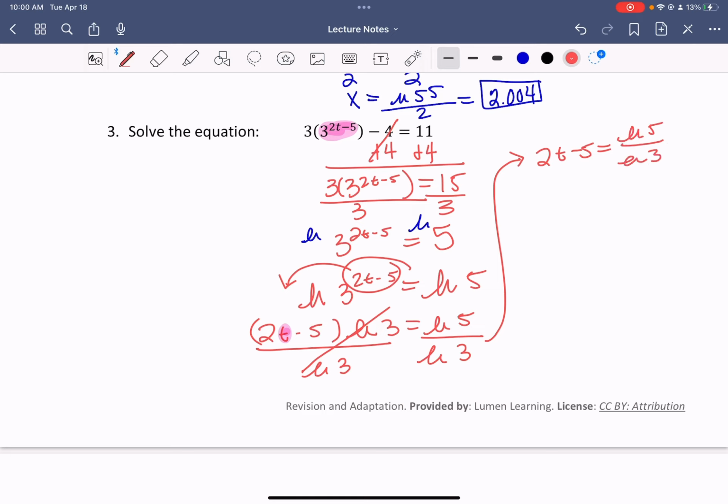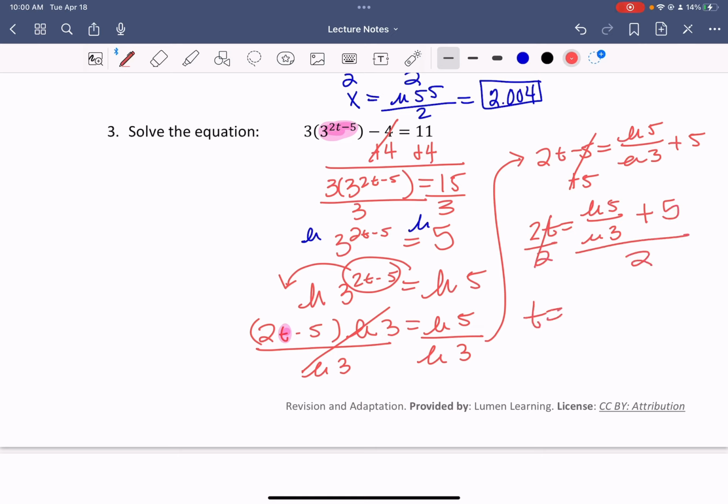And I'm writing ln 5 over ln 3 because that's an exact answer. Then once I get through with my process, I'll go in and find that decimal number. If I use a decimal number early on in the problem, it means my result is going to be really rounded. And so then I would add 5 to both sides. That gives me 2t equal to ln 5 over ln 3 plus 5. And then divide both sides by 2.